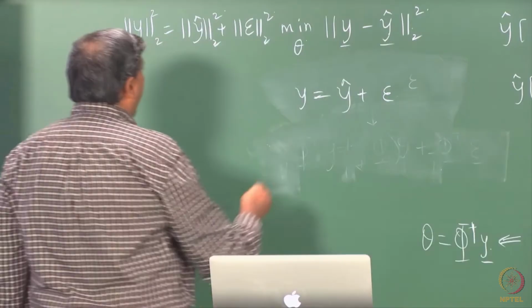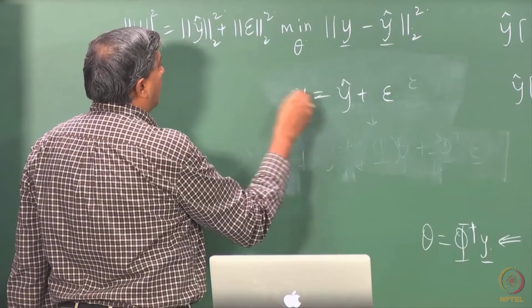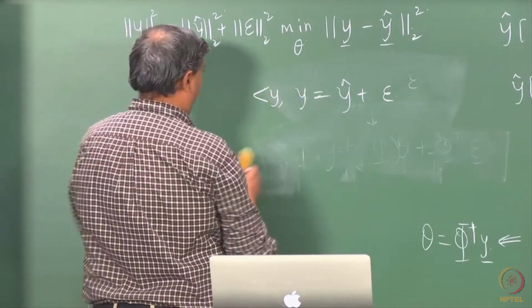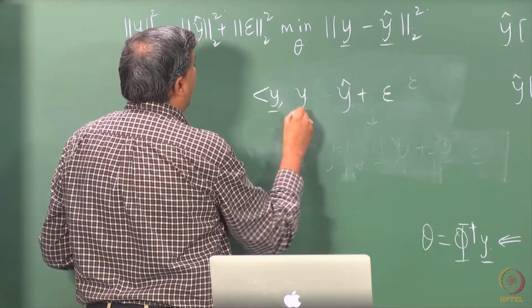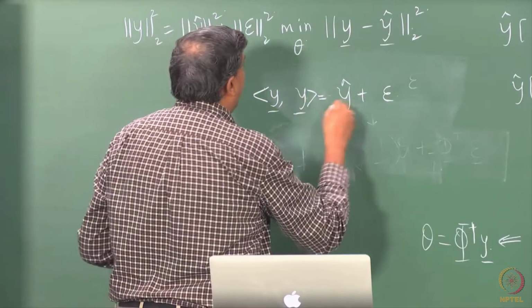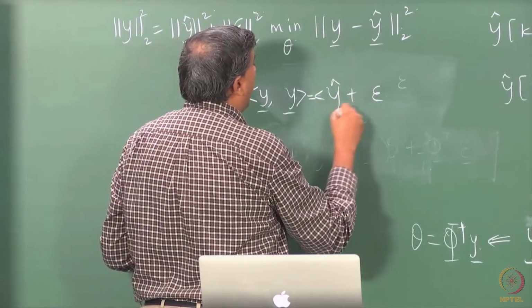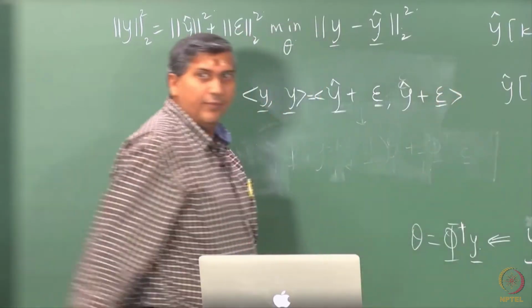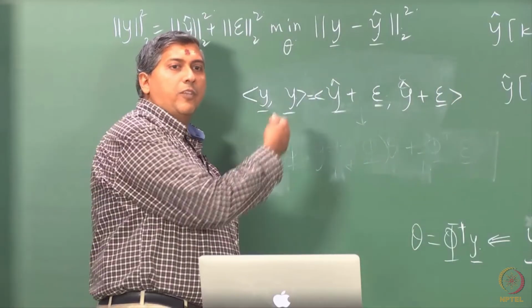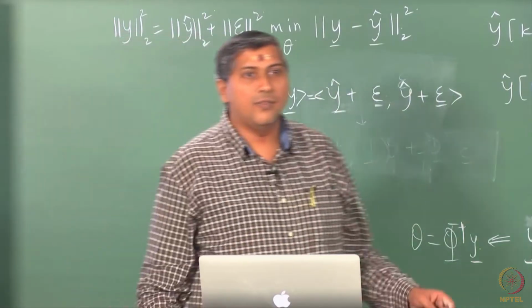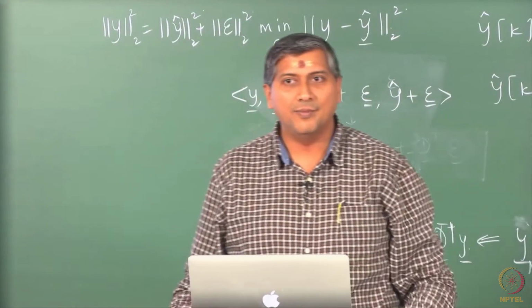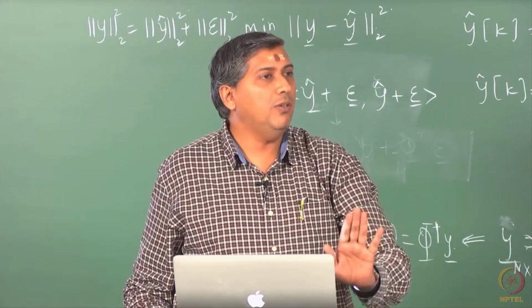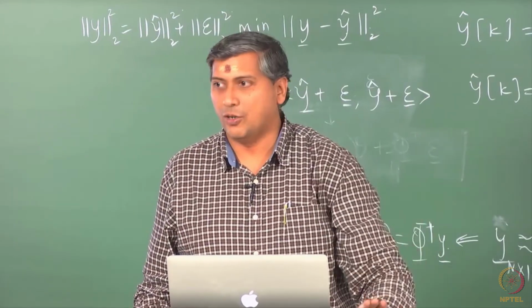So, when I take the inner product here, what is the square 2 norm of y? It is essentially the inner product of the y vector with itself. So, I have to take the inner product of y hat plus epsilon with y hat plus epsilon. And when you do the expansion, you will get this result, using the fact that, what is the fact that we use? Least squares gives you a solution such that epsilon is orthogonal to y hat.